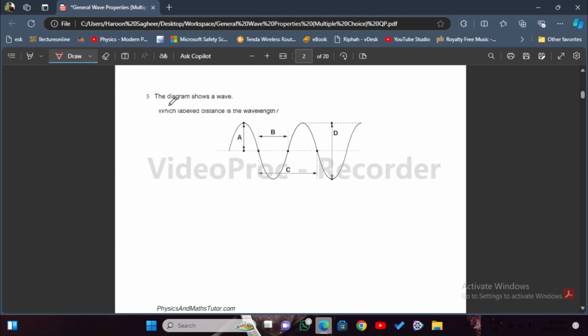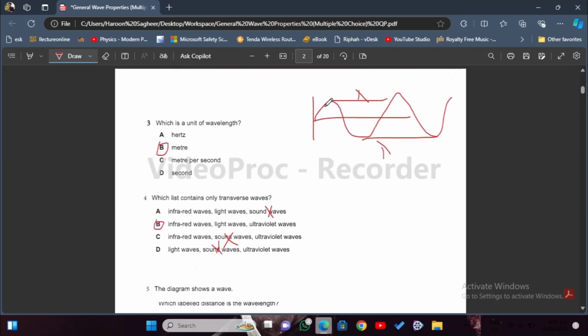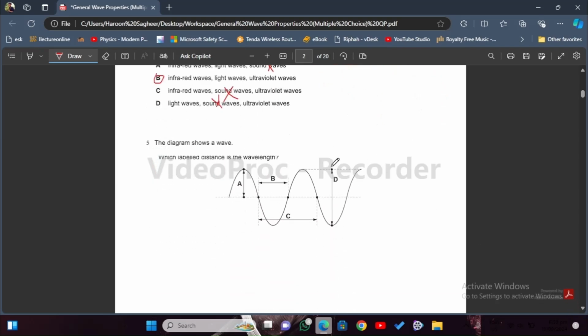Okay, now in question number 5, the diagram shows a transverse wave in which a labeled distance is the wavelength. Like I just told you, the wavelength is basically the distance between either two crests or two troughs. Right, here we have option D. So D is basically telling us the wavelength of the wave.